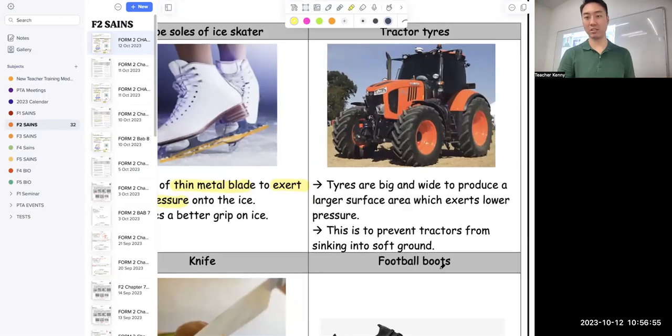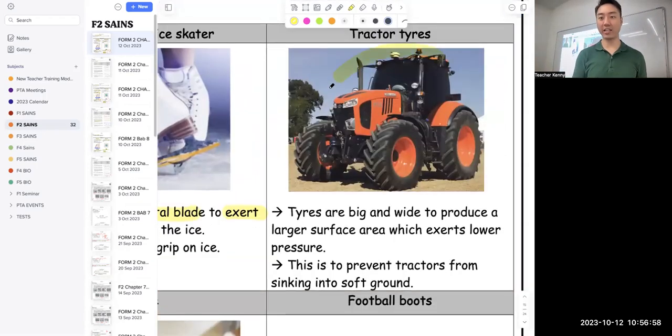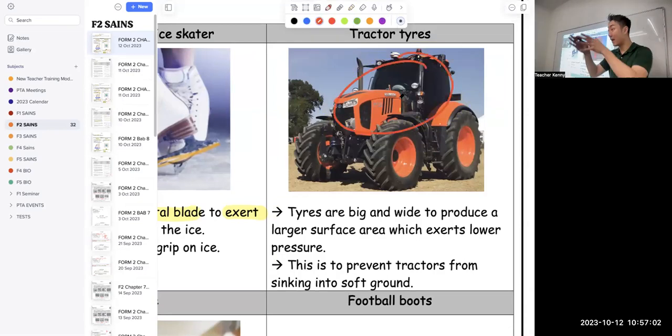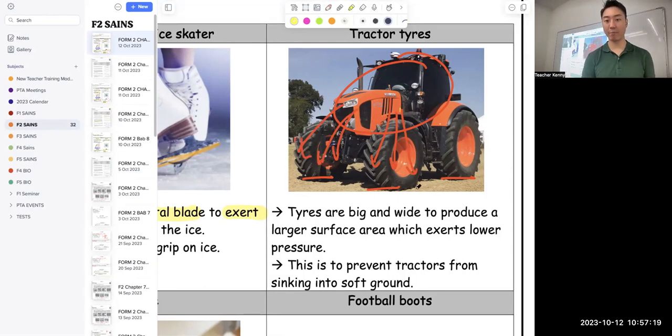Next, this will be the opposite. Heavy giant elephant up here. So heavy, but I need to balance the force. So that's why you increase the surface area of the wheels so that the force is spread and shared by all area of the wheels. Understand? Okay? So tires are big and wide, produce a larger surface area, which means you have a lower pressure exerted. Okay, that's all.